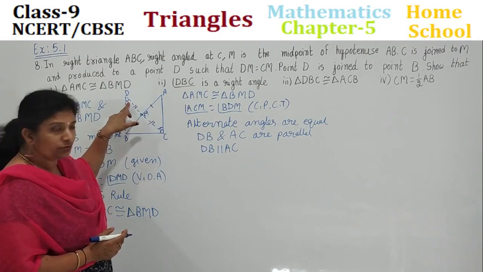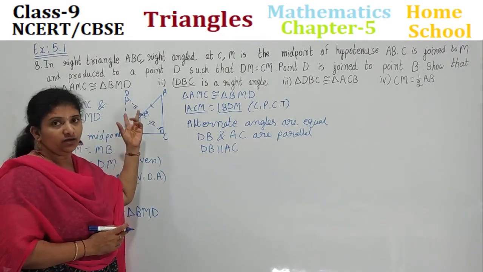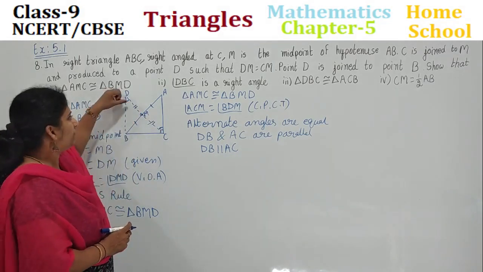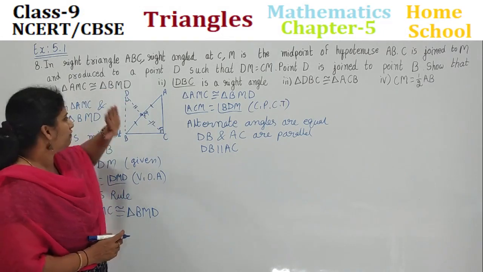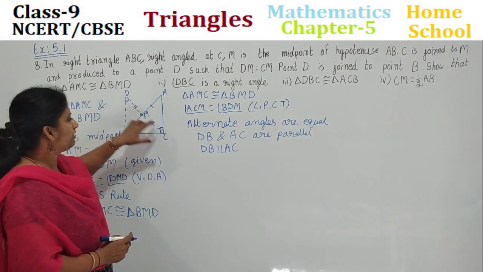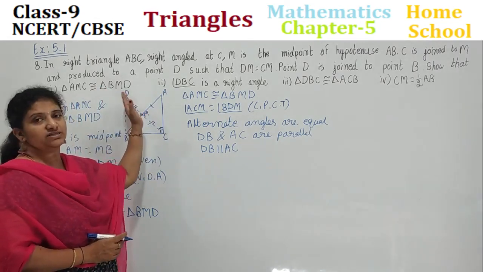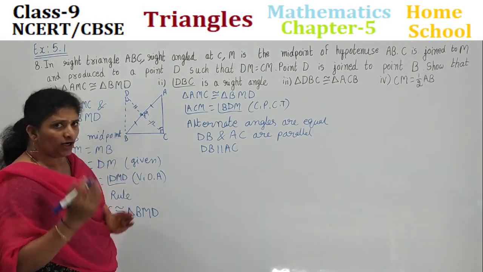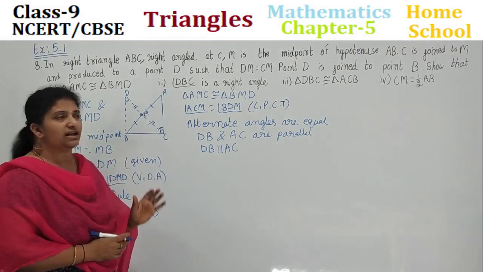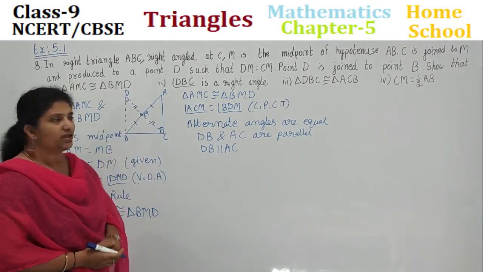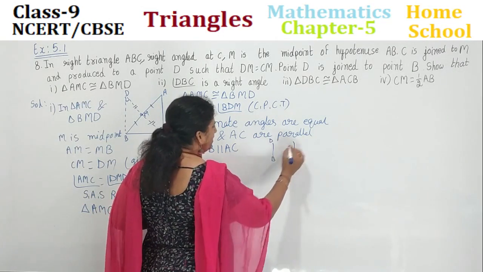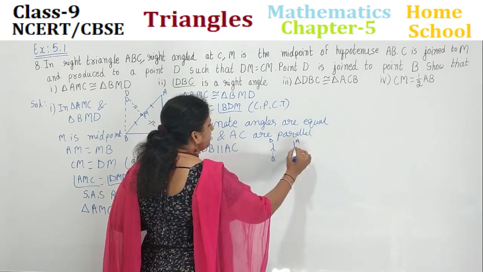How did we get this, children? We tried to prove that if two triangles are congruent, corresponding parts of congruent triangles are equal. So I have taken this angle equal to this angle. If you want, you can say this side is equal to this side also. Then I can see a transversal. If alternate angles are equal, automatically the lines are parallel. Which lines? DB is parallel to AC.